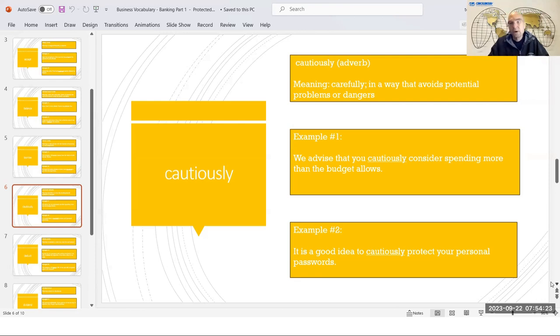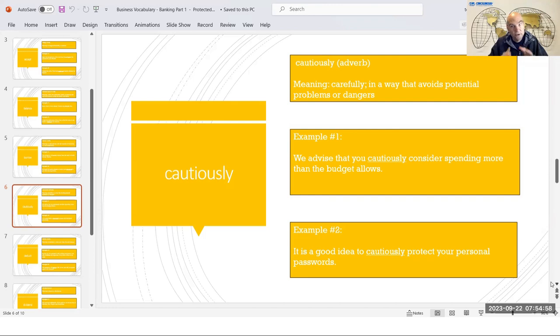Okay, but our word is an adverb, and it means carefully, in a way that avoids potential problems or dangers. Our first example sentence here is, we advise that you cautiously consider spending more than the budget allows.